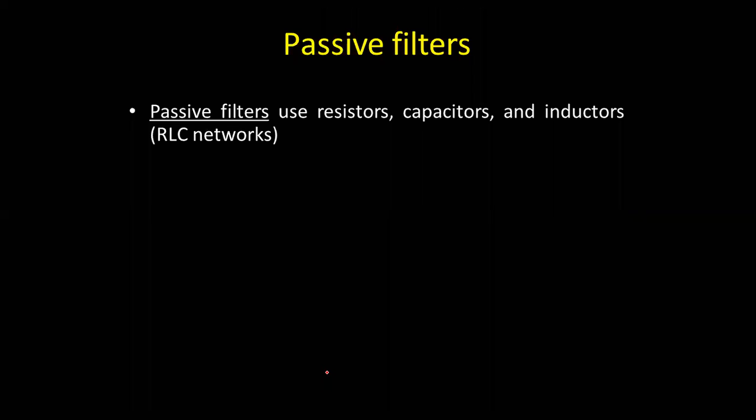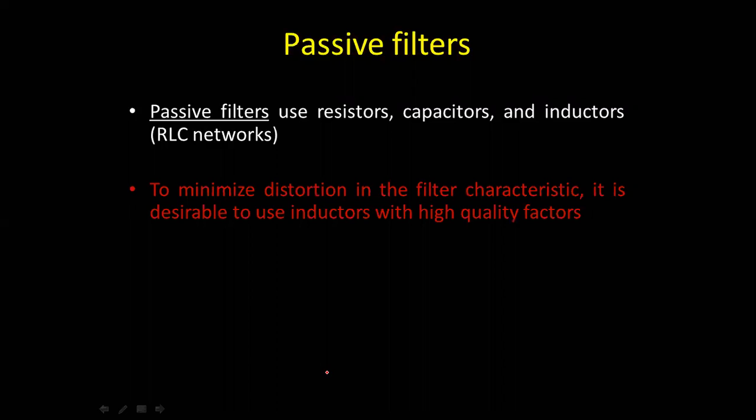If you talk about the passive filter, they are designed using resistors, capacitors, and inductors. That is the RLC network. So when you design a passive filter, to minimize the distortion in the filter characteristics, it is desirable to use inductors with a high quality factor. In the passive filter, inductance is generally used to minimize the distortion.